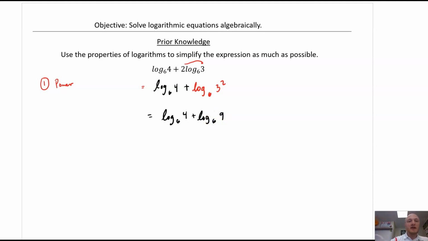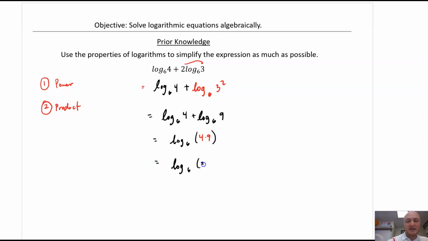And now generally the next step is to use a quotient or a product property. And in this case, we are adding. So we're going to use the product property, which says if I have two logarithms of the same base, I can rewrite them as one logarithm, and since we are adding, we multiply the arguments. Okay, so 4 times 9, that is 36.